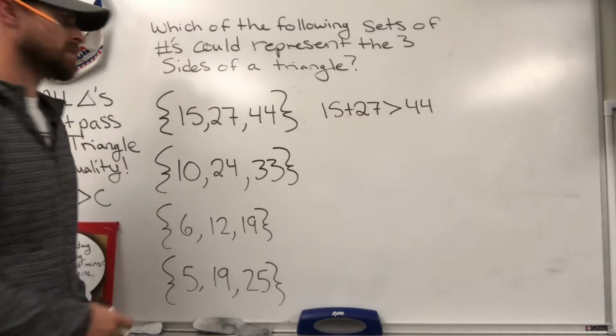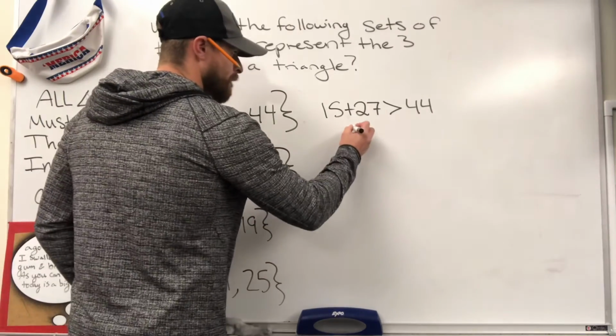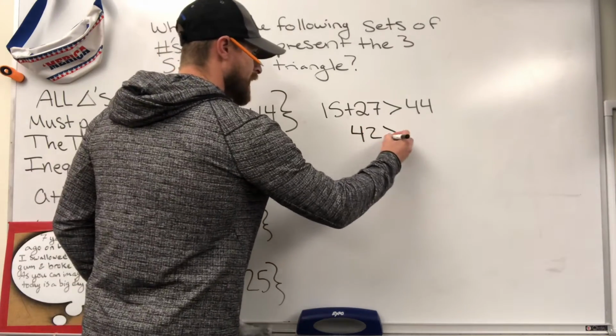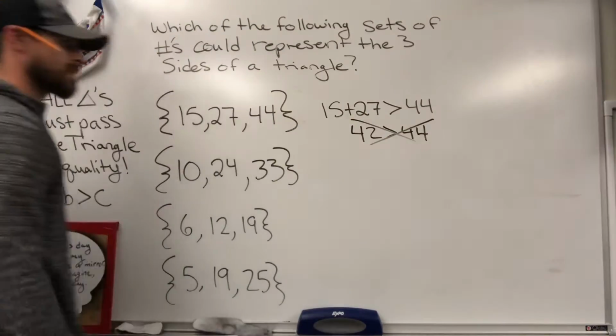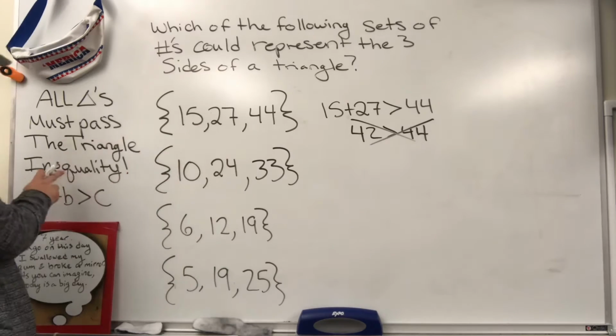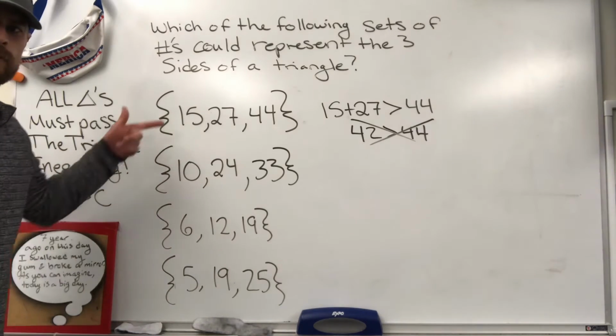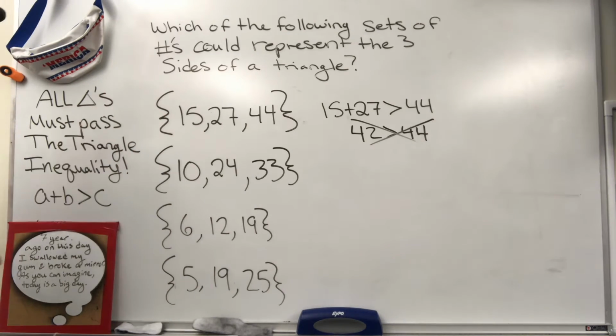So if I look at 15 and 27, I'm going to end up getting 42, which is not greater than 44. This is a false statement in math. So that fails the triangle inequality. Therefore, you can't make a triangle with those measurements.